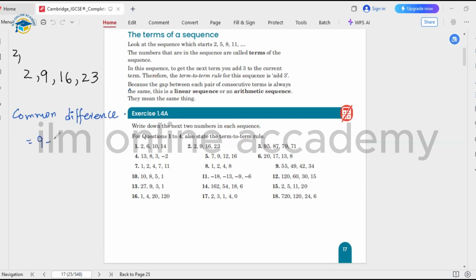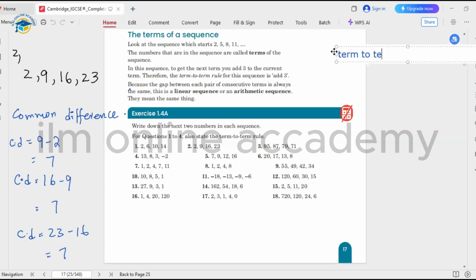So the first common difference is 9 minus 2, and that will be 7. You can represent the common difference by CD as well. Next will be 16 minus 9, and in this as well the common difference is 7. And the third common difference will be 23 minus 16, and again you have the same common difference. So if your common difference is similar, you can write your term to term rule, that is add 7 each time.